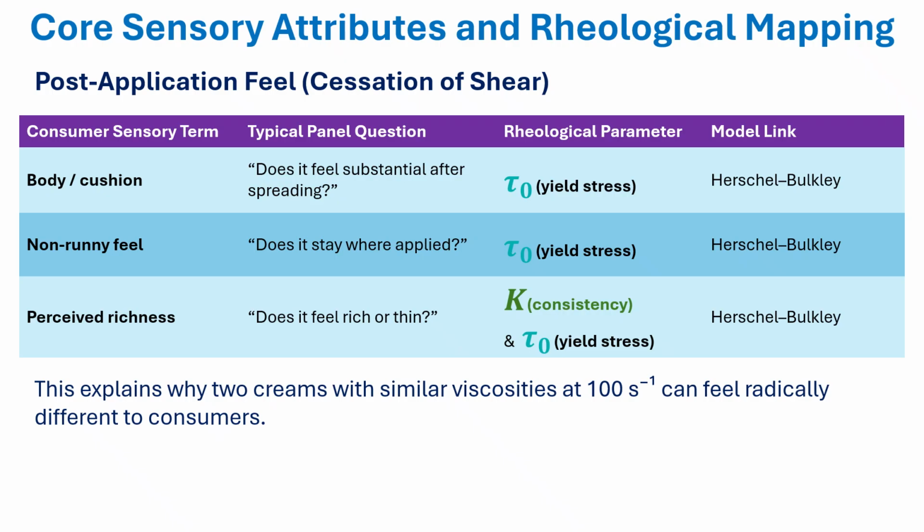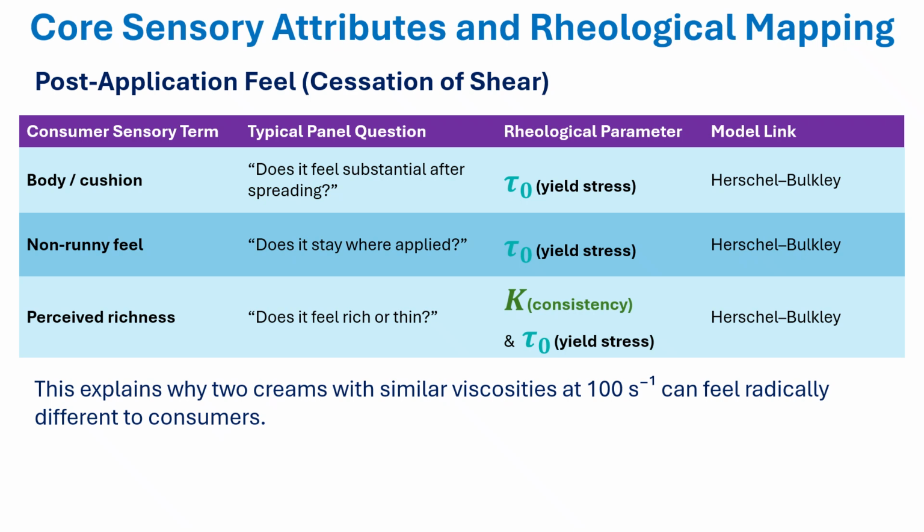They notice whether the cream feels substantial or thin, whether it stays where it was applied, or whether it feels like it might run, and whether there is a sensation of body or cushioning left on the skin. In sensory panels, this is where words like cushiony, rich, substantial, lightweight appear. These perceptions are important because they influence comfort, confidence, and whether the consumer feels like the product is doing its job.